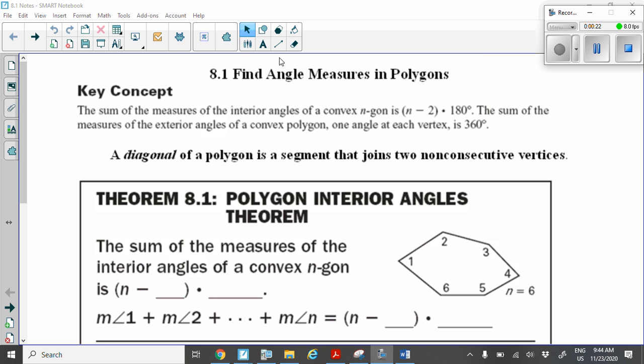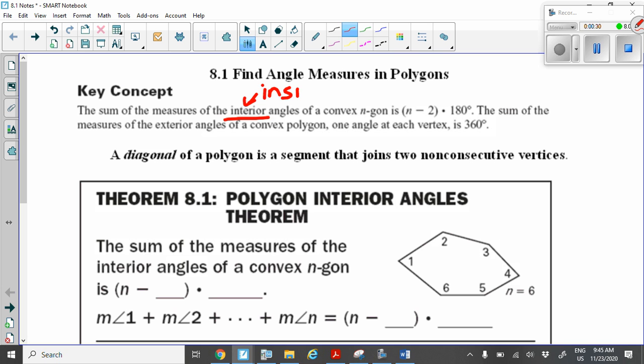So notice here it says the sum of the measures of the interior angles. Remember, interior means inside. So angles that are inside the polygon is n minus 2 times 180. Now the sum of the exterior angles, that means outside of the polygon, one angle at each vertex, is 360 degrees, okay?